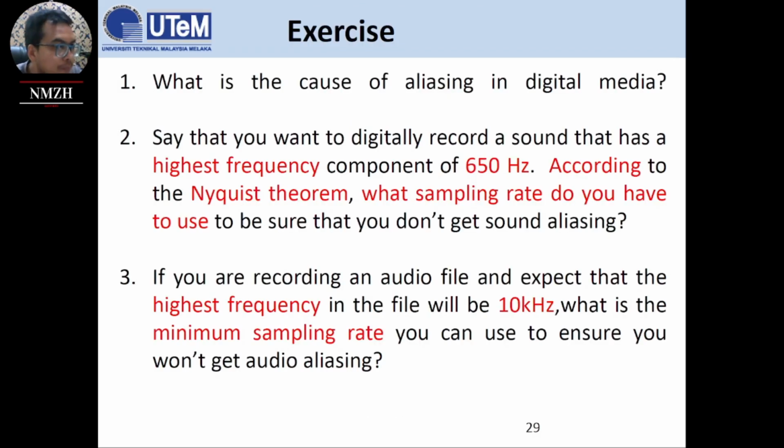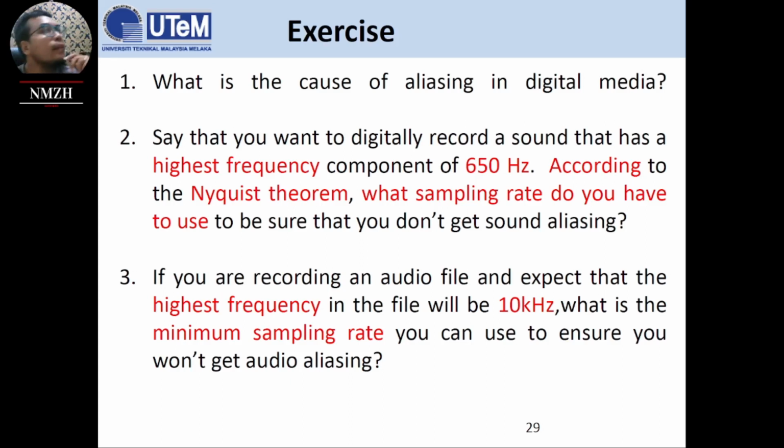Okay, this is an exercise. What is the cost of analyzing those digital media? It would be a good idea to solve it on your own, based on my video recording just now. What is the answer?